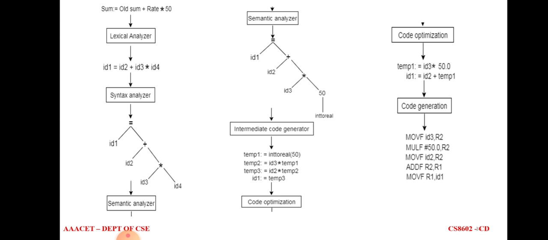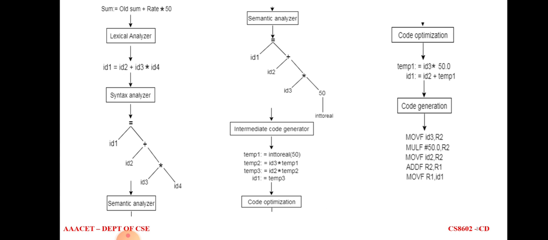So this is the example for phases of a compiler, which is used to convert the high level language into assembly level language. The given part of the source program is sum = old sum + rate * 15. It is a part of the source program.